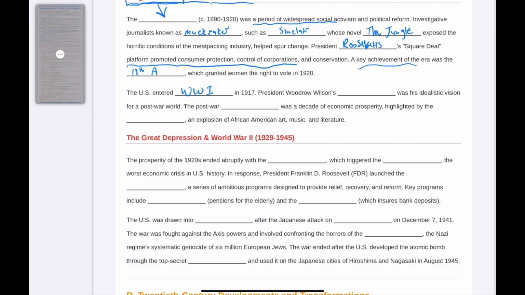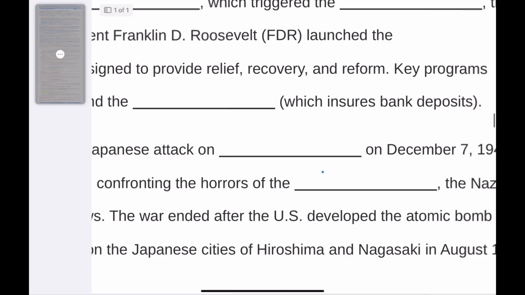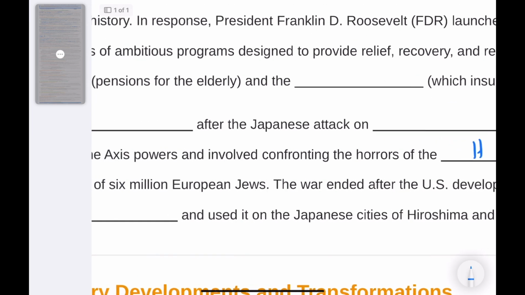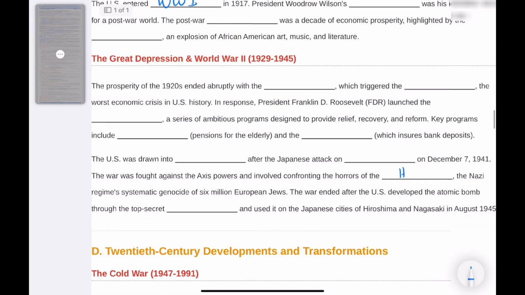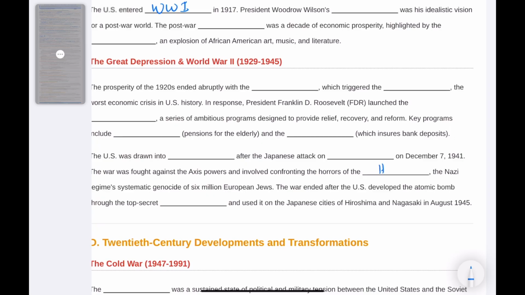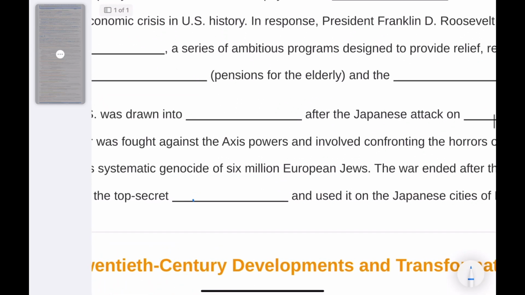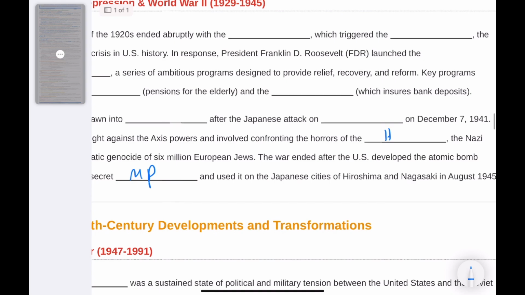The Holocaust, let's go back here and find that. Right here. The Holocaust, the Nazi genocide of European Jews. The war ended after the U.S. developed the atomic bomb through the top secret Manhattan Project, and used it on the Japanese cities of Hiroshima and Nagasaki.